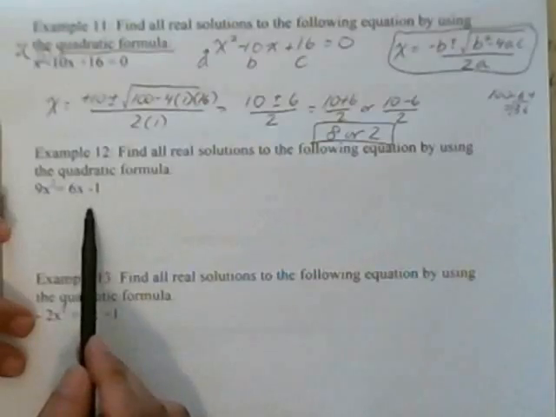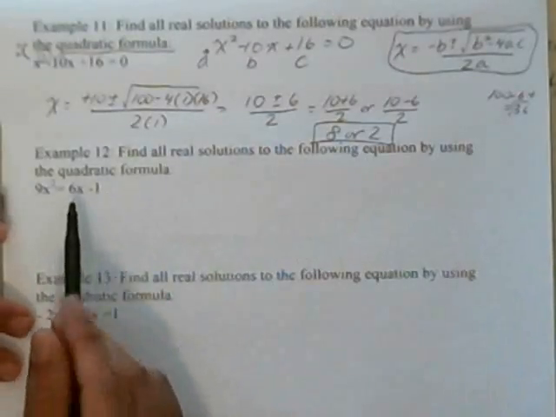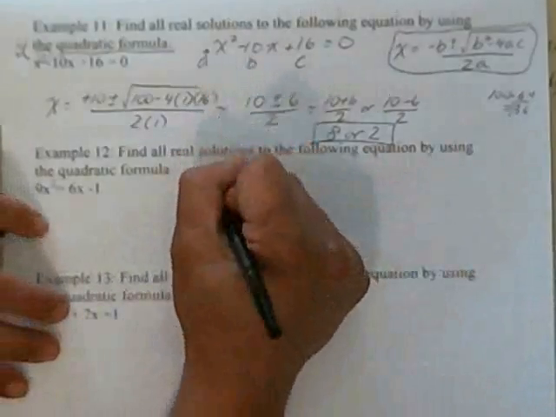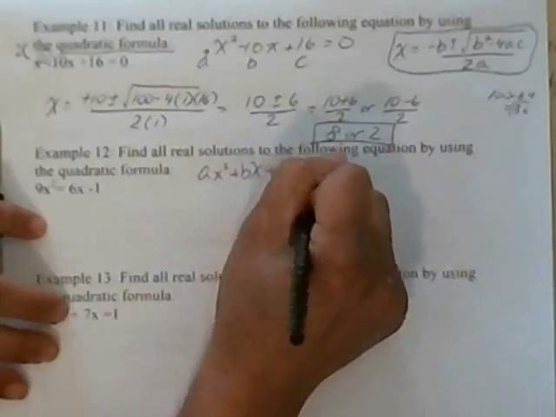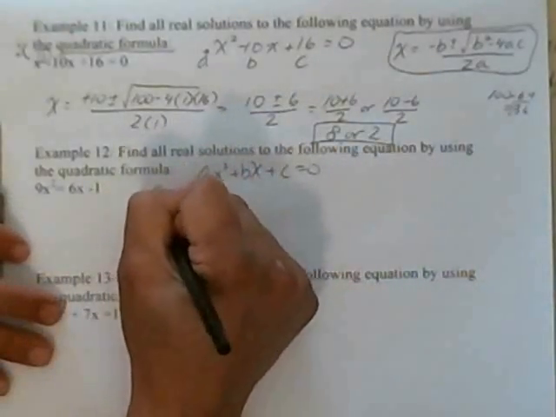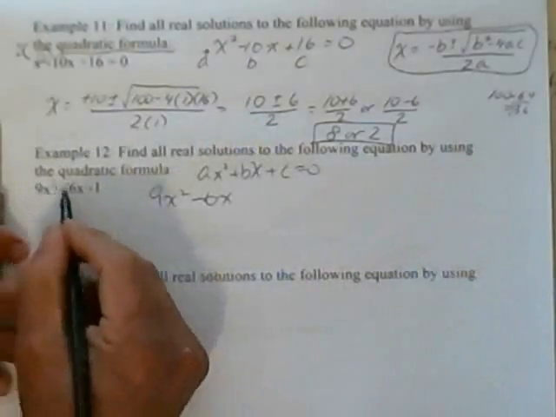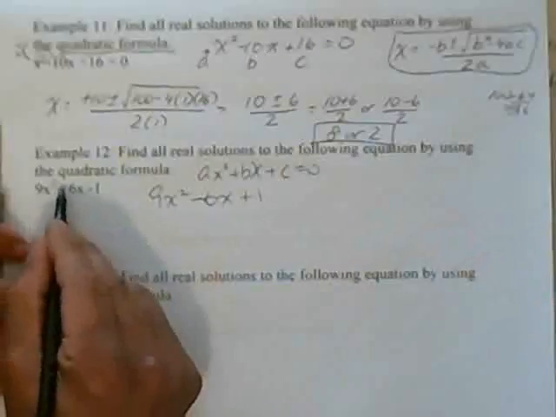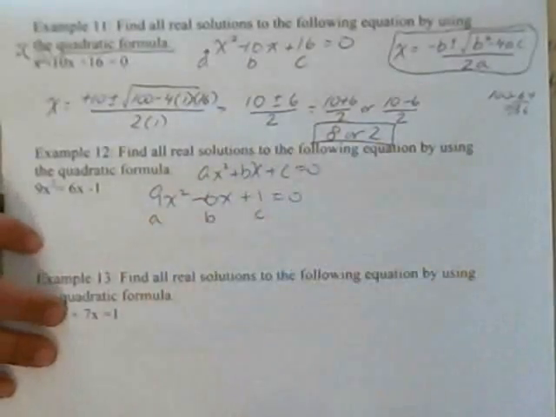For this equation, I'm not going to solve it for you, but I'm going to help you start it out. It has to be in the form ax squared plus bx plus c is equal to 0. So we have to move all of these terms over. That becomes 9x squared minus 6x. I'm going to subtract 6x, I'm going to add 1, equals 0. That's my a, that's my b, and that's my c.